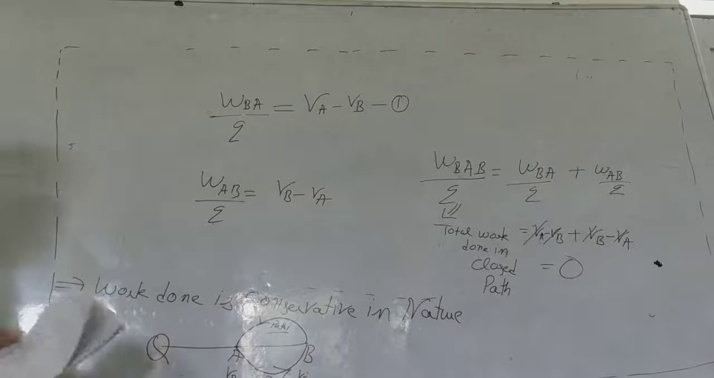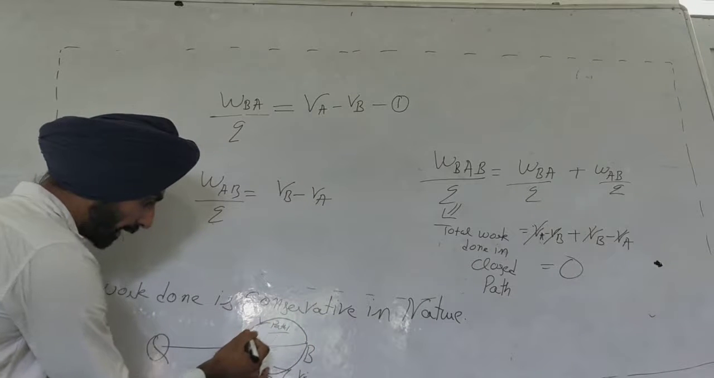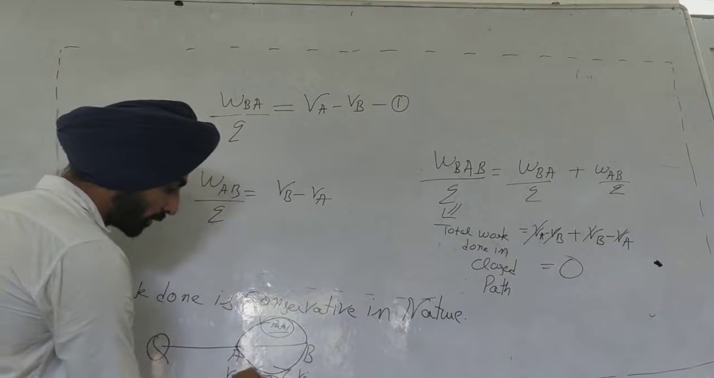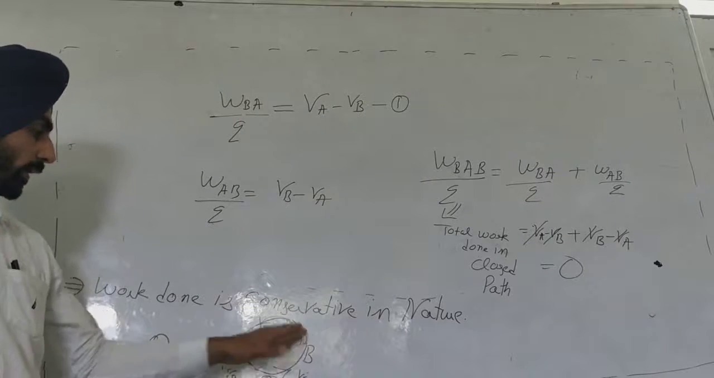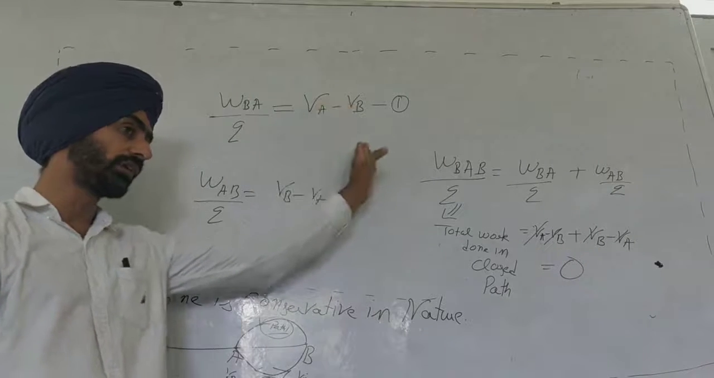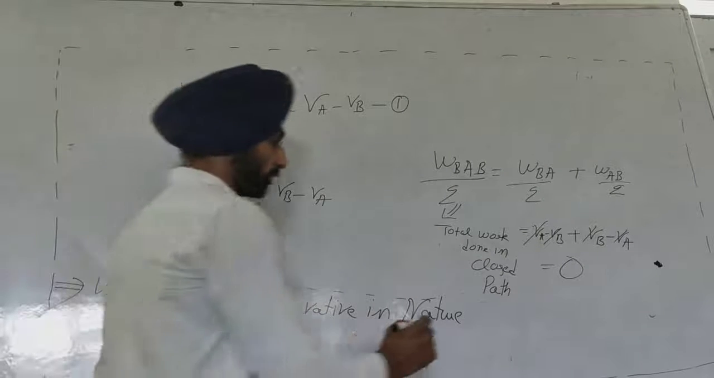So what is the concept? That means work done in order to carry a test charge from one point to another point does not depend on the path. It depends just on the initial point and the final point. It depends on the potential of the initial point and the potential of the final point. So that means work done is conservative in nature.